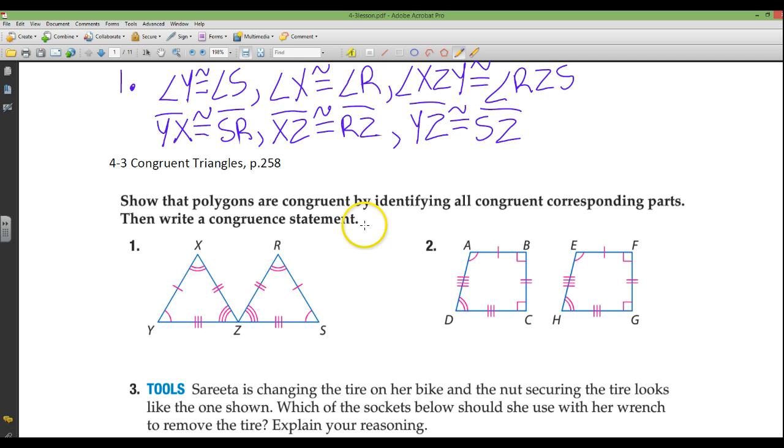Then we want a congruent statement. So since all corresponding parts are congruent, we can say that triangle YXZ, and we must go in the same corresponding order for the other triangle. So YXZ is congruent to SRZ.